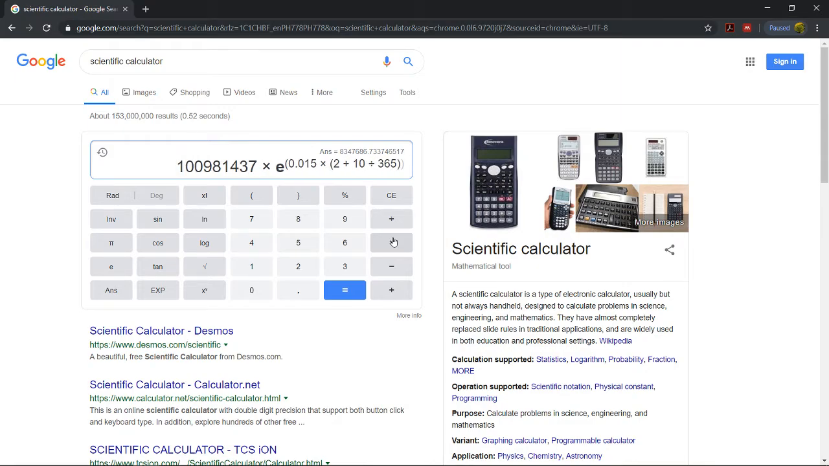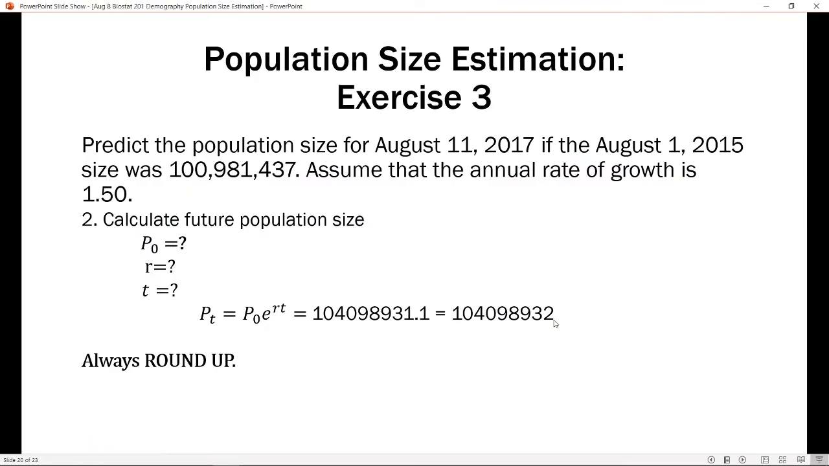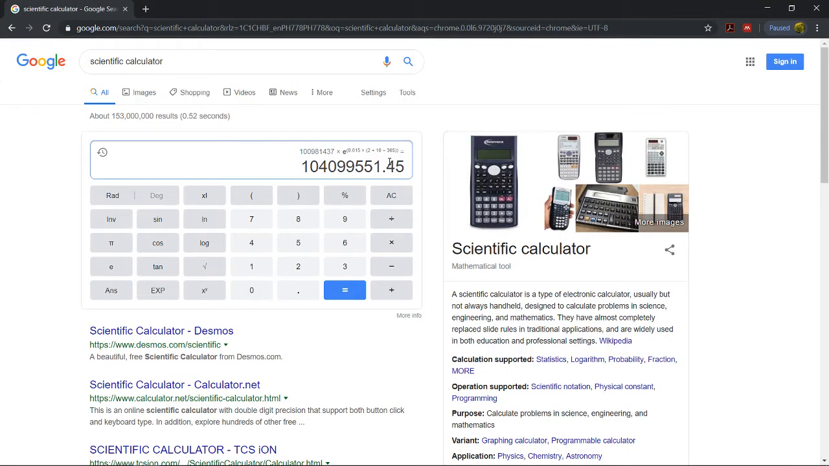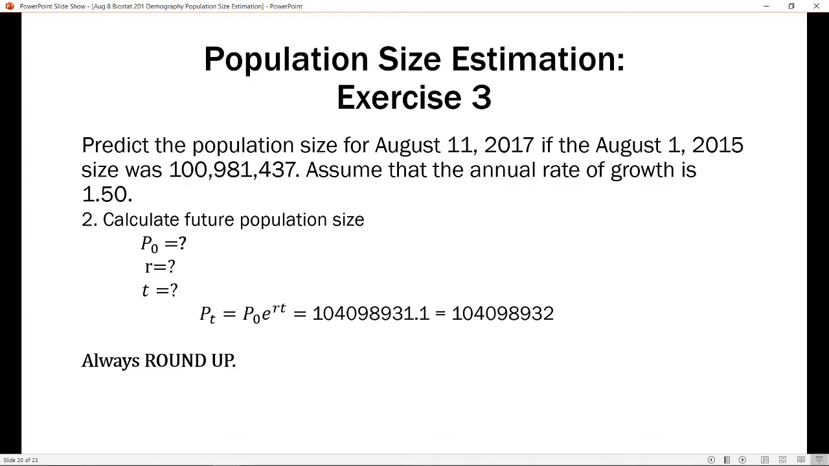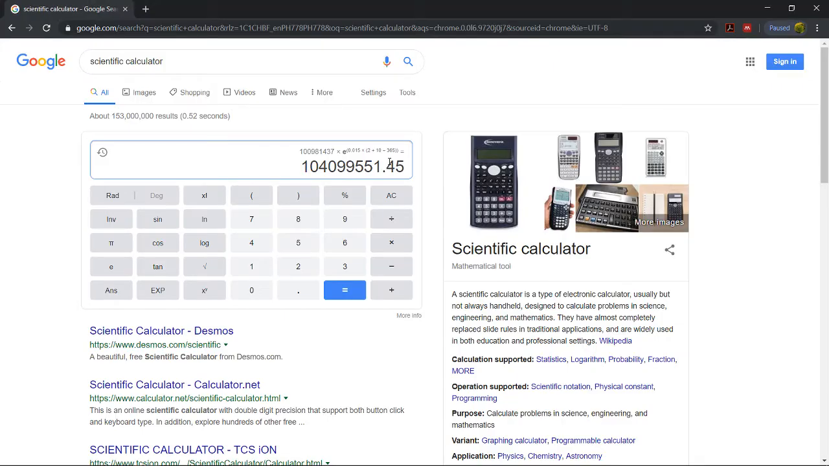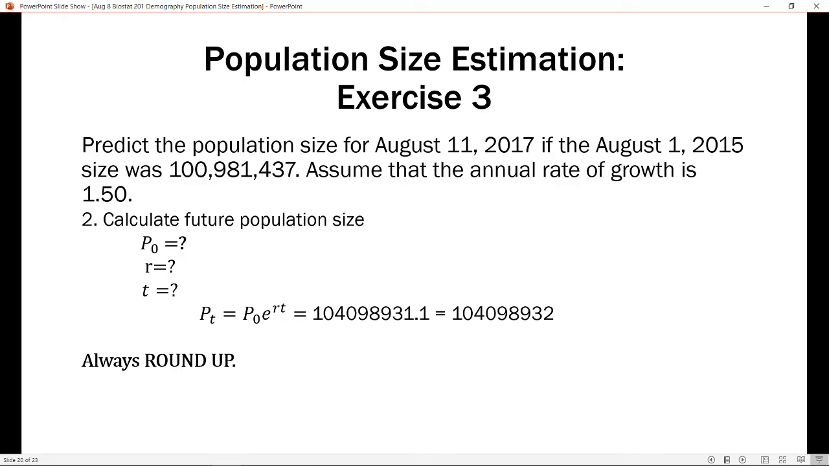And then 2 parentheses. So this should give you a very accurate answer, which is, of course, a bit different from what you see in the PowerPoint. So which one is more accurate than the other? Of course, the one that you're seeing in this Google calculator is more accurate than this one. Because this one used up all the information for time, while this one used time with three decimal places.